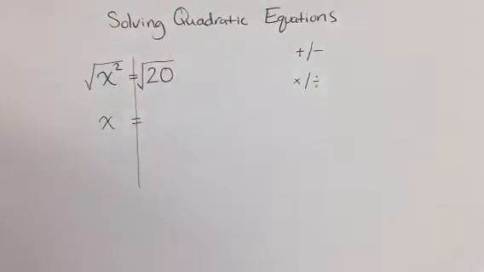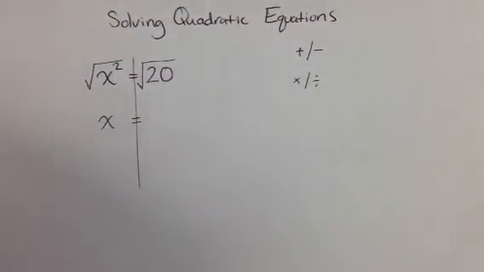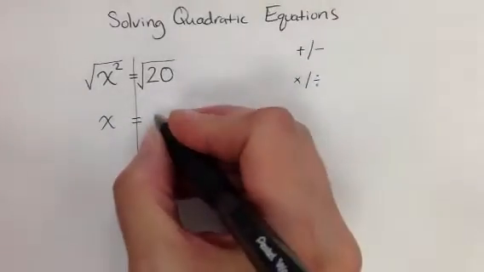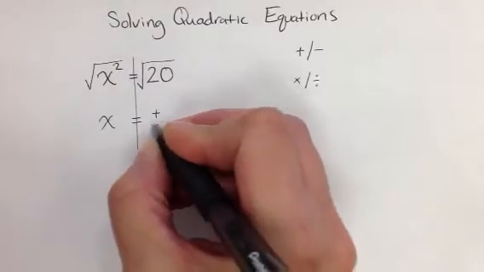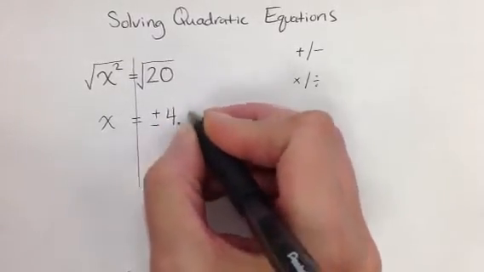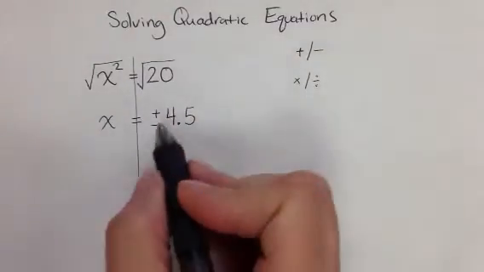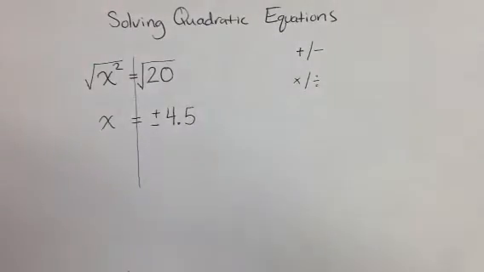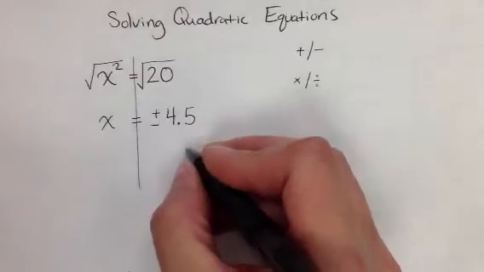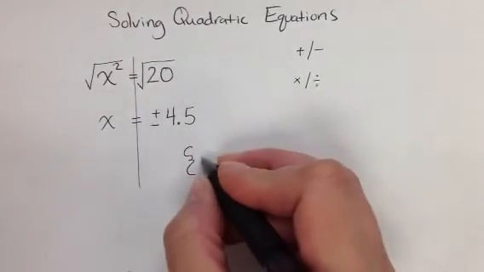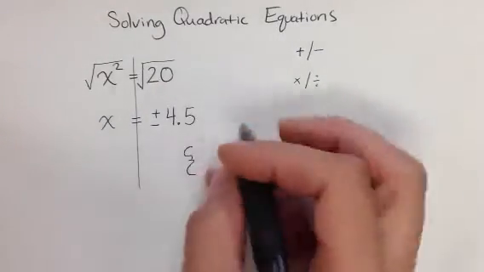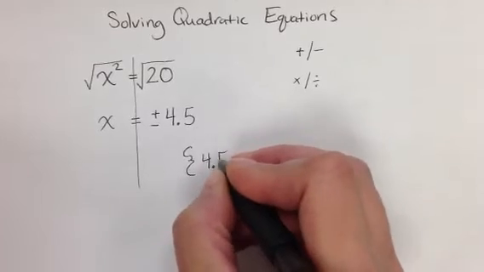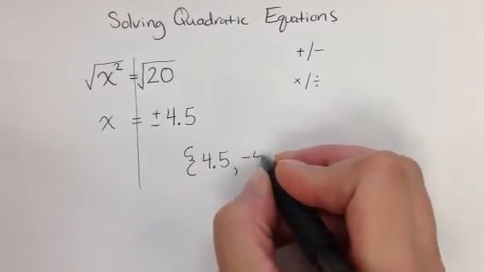Okay, but here's the thing. There's actually two solutions. Remember when you graph it, you find two zeros sometimes. There's two solutions because it's either positive or negative 4.5. So you'll see the symbol written like this, on top of each other. It's read as positive or negative 4.5. Or if we write it as a solution set, you would write one positive and one negative.